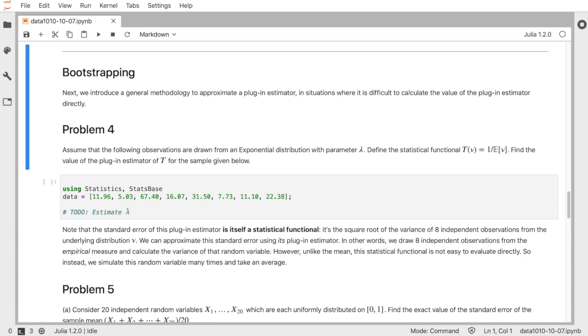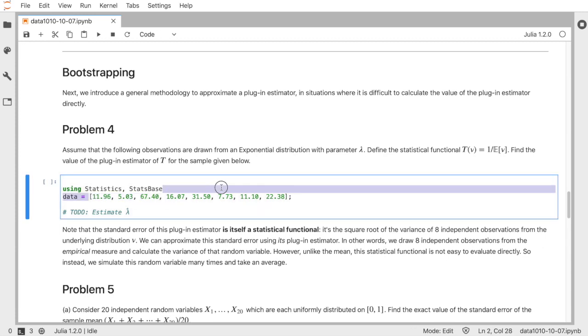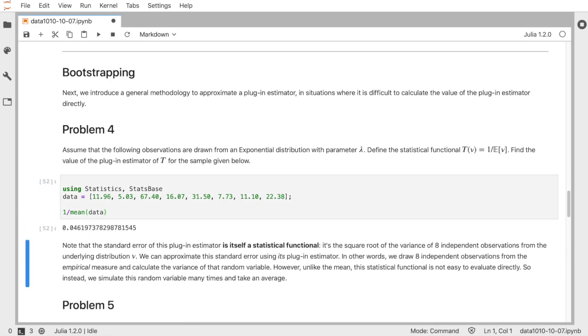So let's look at some different examples. Suppose we have these data which came from an exponential distribution with some parameter lambda. And the parameter for an exponential distribution is 1 over the mean. So to try to extract this parameter lambda, we're going to define the statistical functional which computes 1 over the mean of a distribution. So the plug-in estimator of t is easy to evaluate since we just need to compute the expectation of this empirical measure and then reciprocate it. So that's just 1 over the mean of the data. So our estimate for lambda is 0.046.